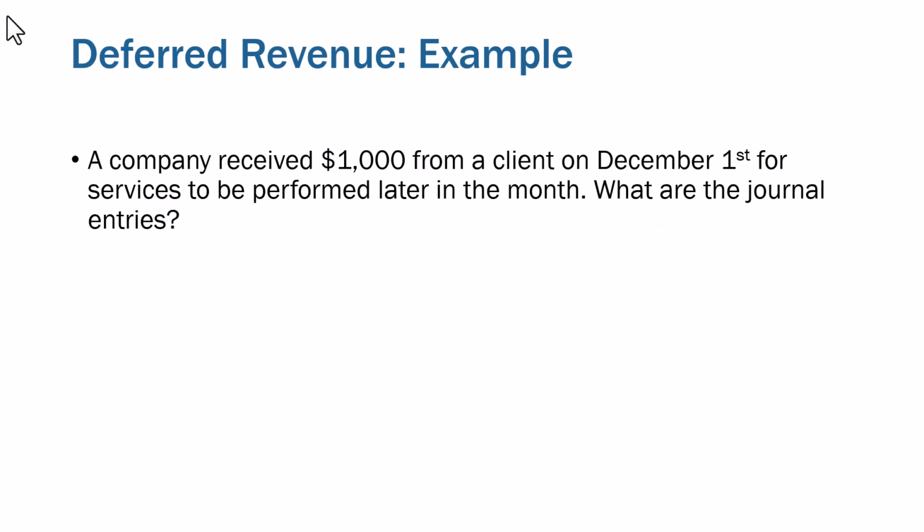The next example here is going to be into deferred revenue. So let's say that a company got paid on December 1st by a client for services that were going to be performed sometime later. And maybe it was agreed that it was going to be later that month, or maybe it wasn't even agreed when they were going to be. It was just going to be some time later. The point is the moment that company got the cash, it hadn't done anything to earn it yet.